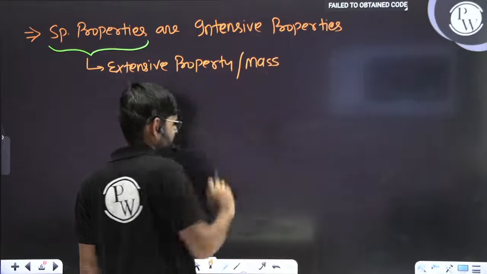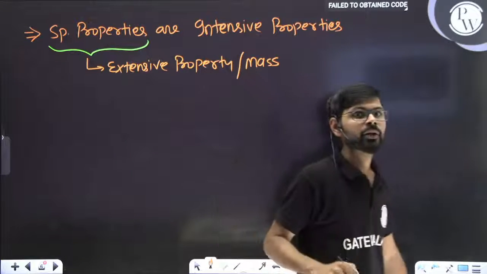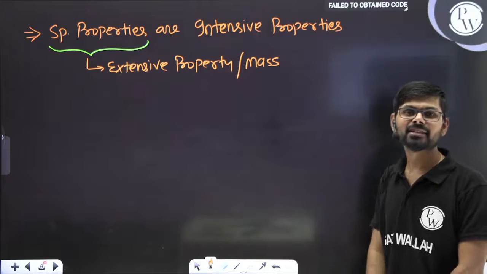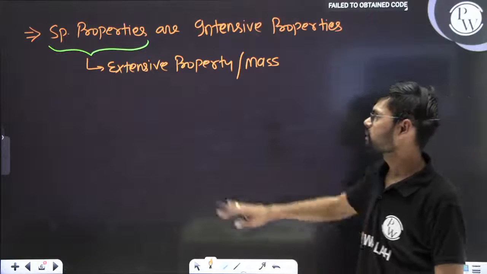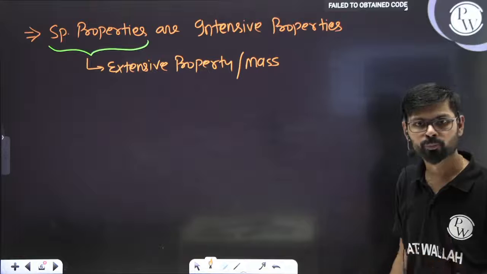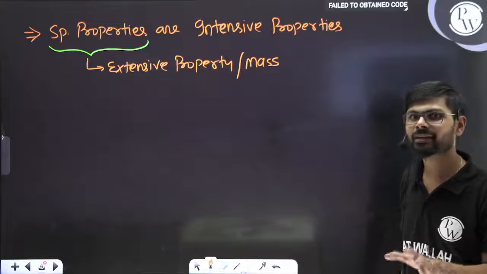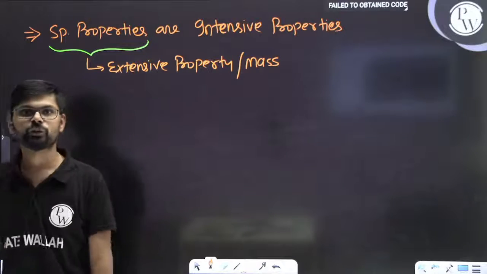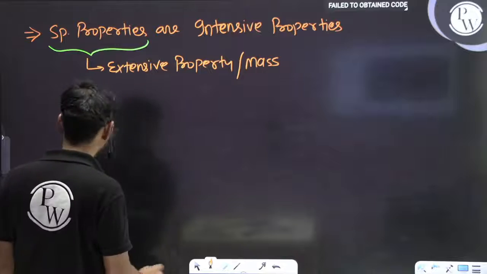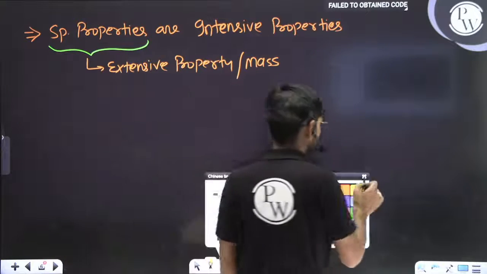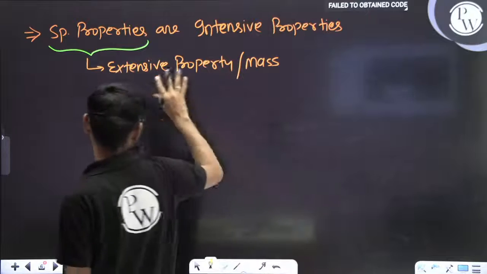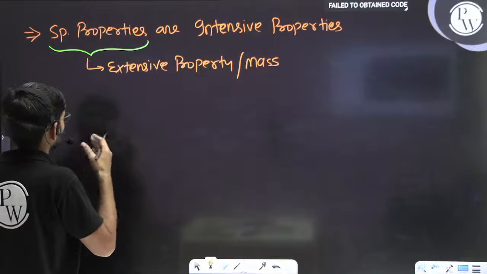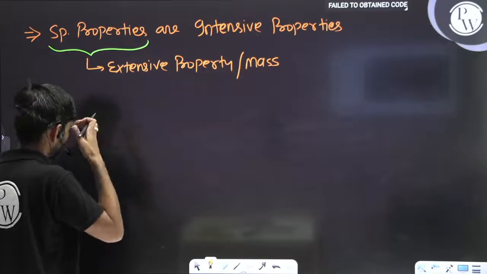Except one property is there, that is specific gravity. You may study it in fluid mechanics. So specific gravity is basically an extensive property per unit volume. It is defined per unit volume. All other specific properties are defined per unit mass. Very good. Now if we talk about extensive property per unit mass, then how are we going to identify this?